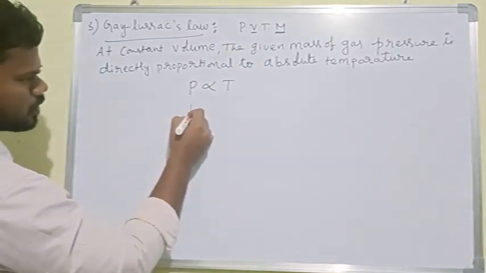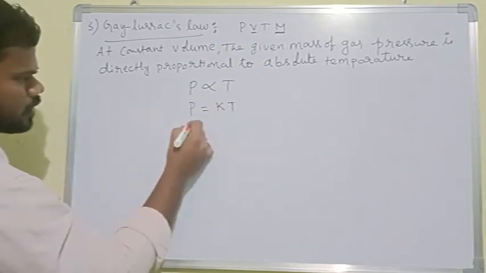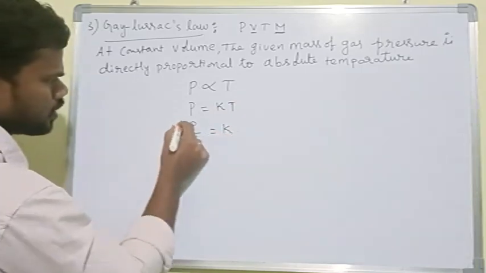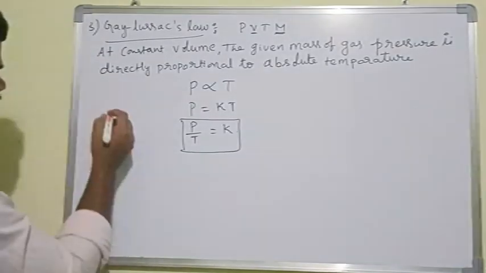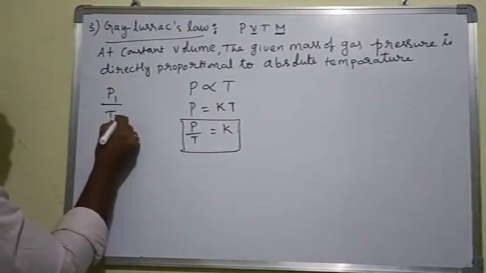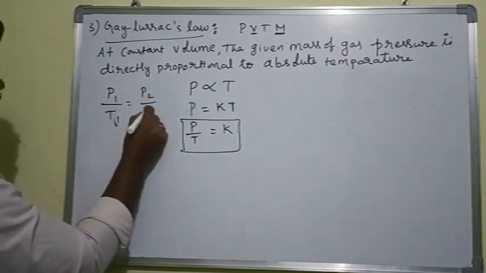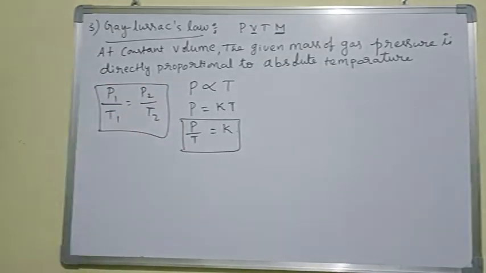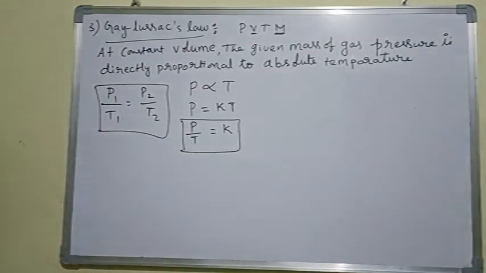If there is proportionality, we get a constant, so P equals K into T, and P by T equals the constant K. This is for one gas. If two gases are present, what formula do we use? P1 by T1 equals P2 by T2. If two gases are present, we use this formula; if only one gas is there, we use the previous formula.